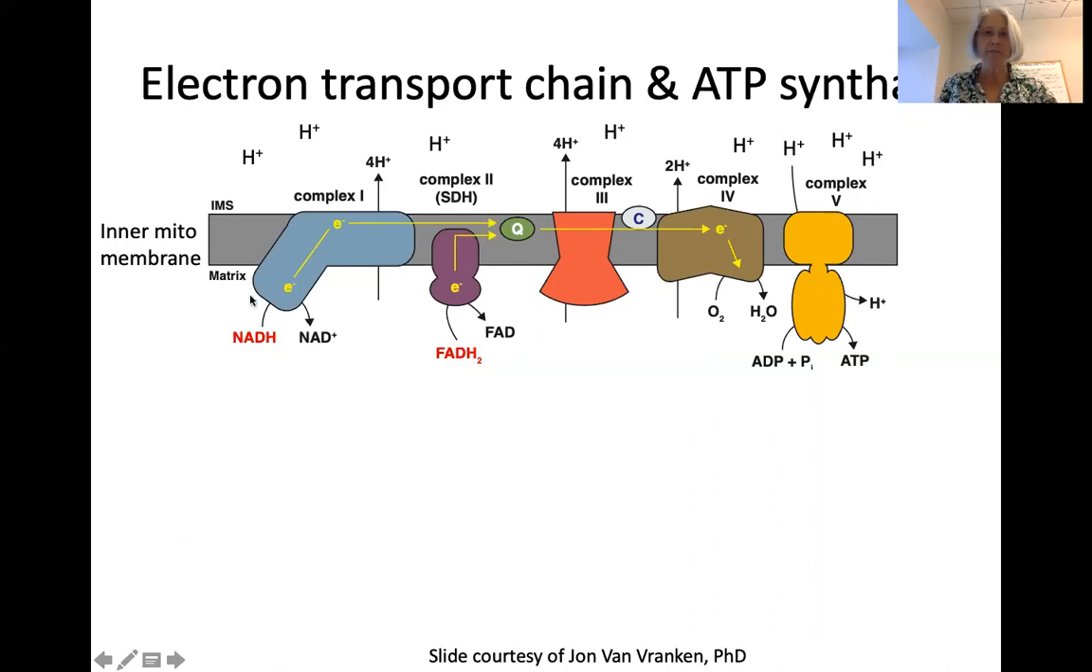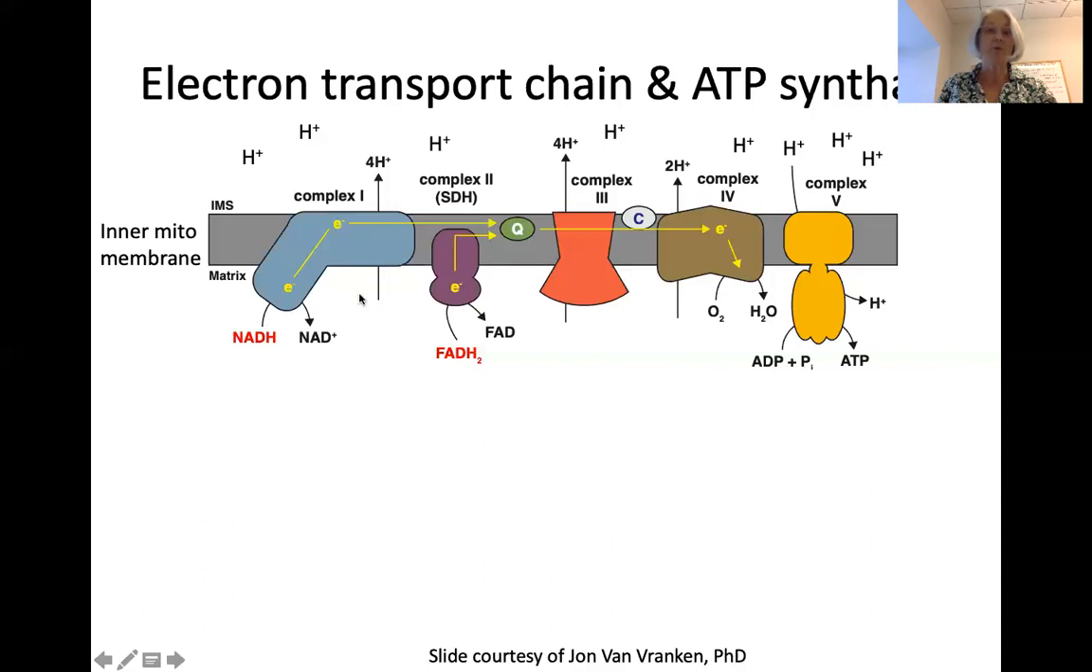We have lots of protein complexes that catalyze these electron transport reactions. The first one, complex 1, is also called NADH dehydrogenase because it's the enzyme that takes the electrons from NADH and the hydrogens and produces NAD+, as we have loss of electrons. So the NADH is getting oxidized here. The electrons are getting transported through, and energy from the electrons is used to pump protons.